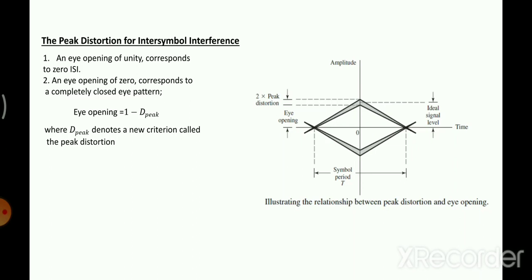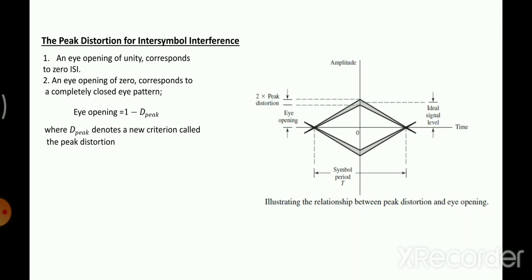The opening of the eye will determine the value of ISI. The wider the opening, the lower is the ISI. The maximum value can be 1, the minimum value can be 0 or -1 as well sometimes. The most decent value of eye opening here is 0.5. If you have 0.5, then it is considered a reliable communication or transmission.